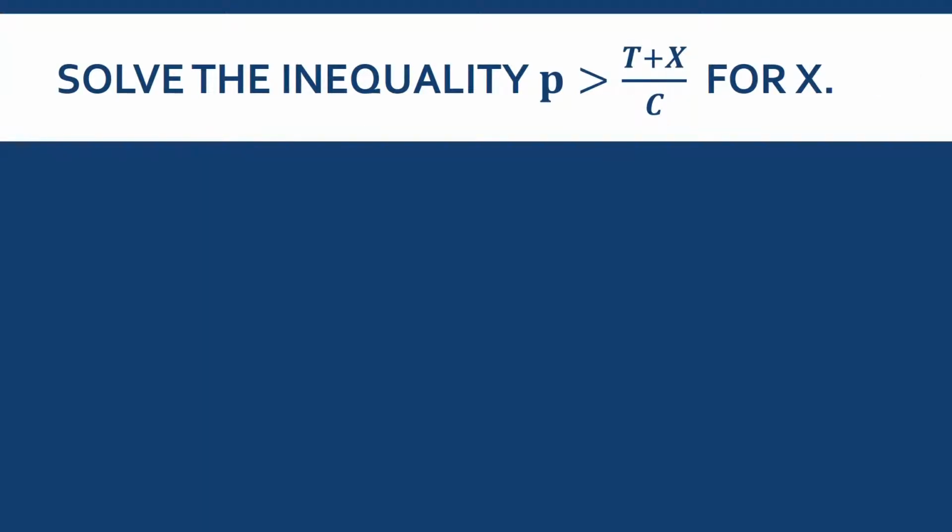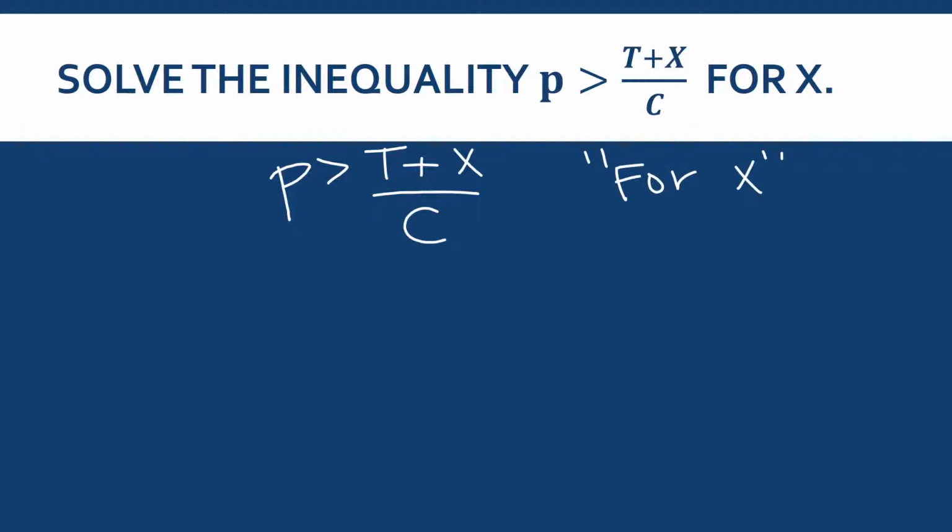All right, so this question says, solve the inequality. P is greater than t plus x over c. Now in this case, we're trying to get x by itself. What you'll notice is that it's a division and there's a divide by c. That's what makes it nasty. We don't really like that part of it.